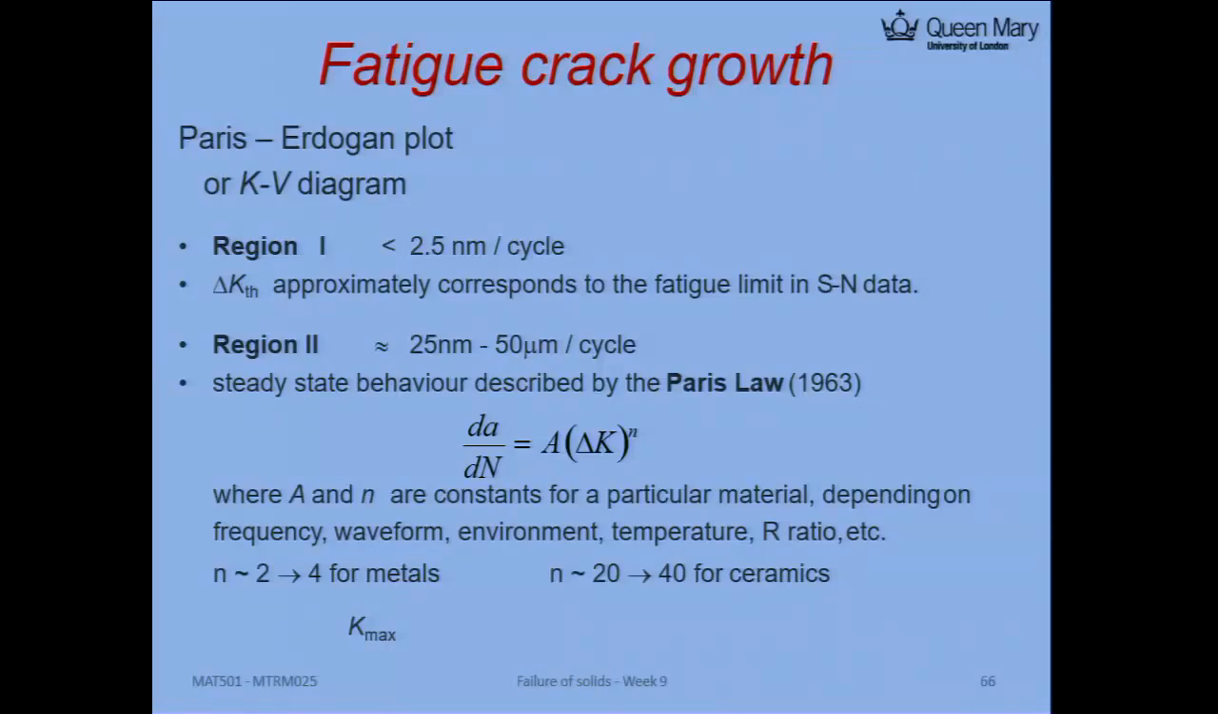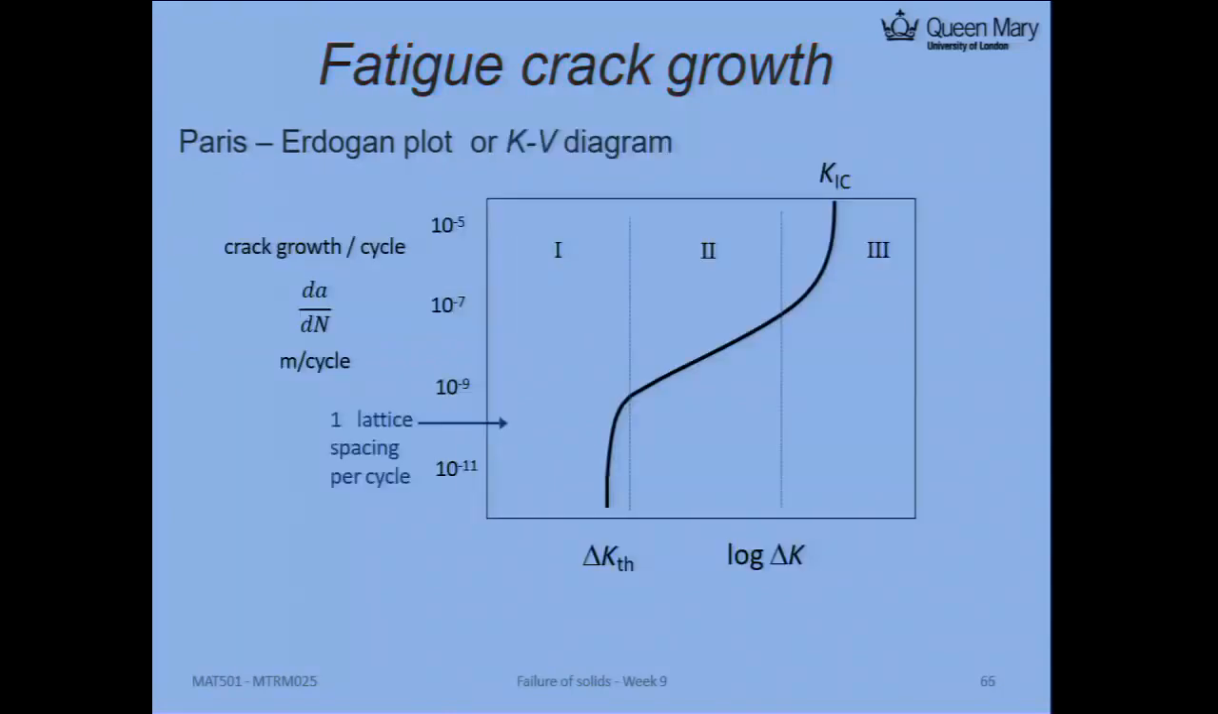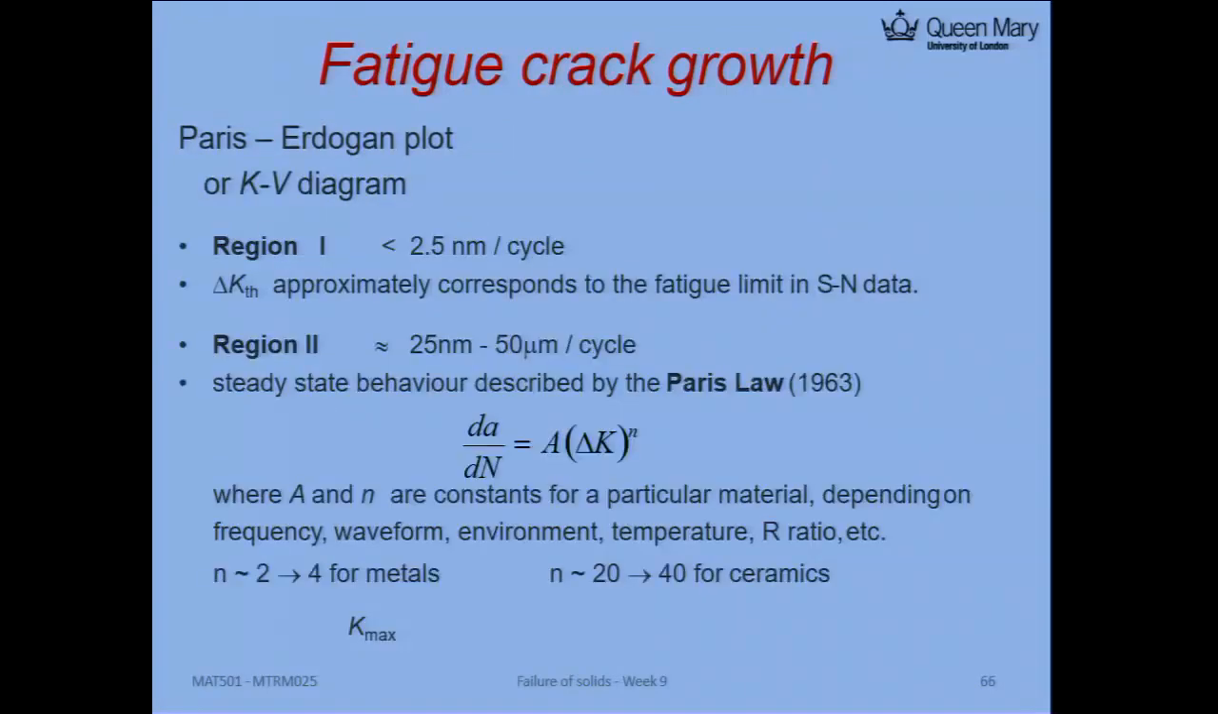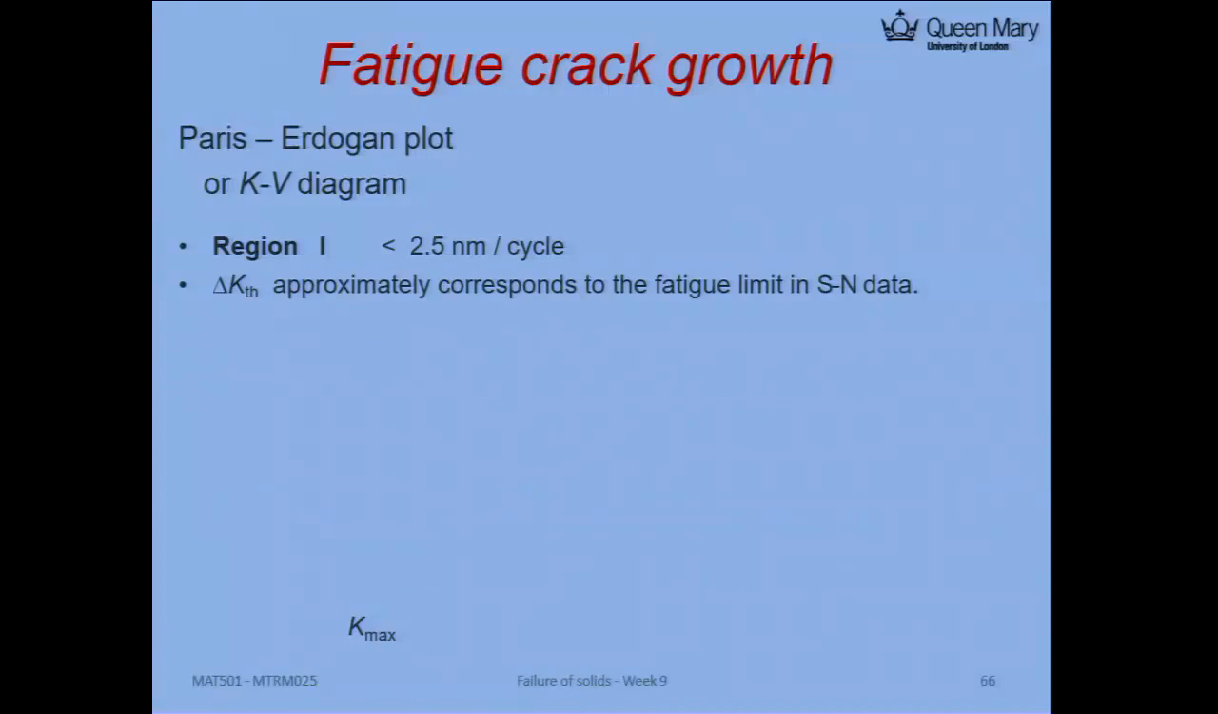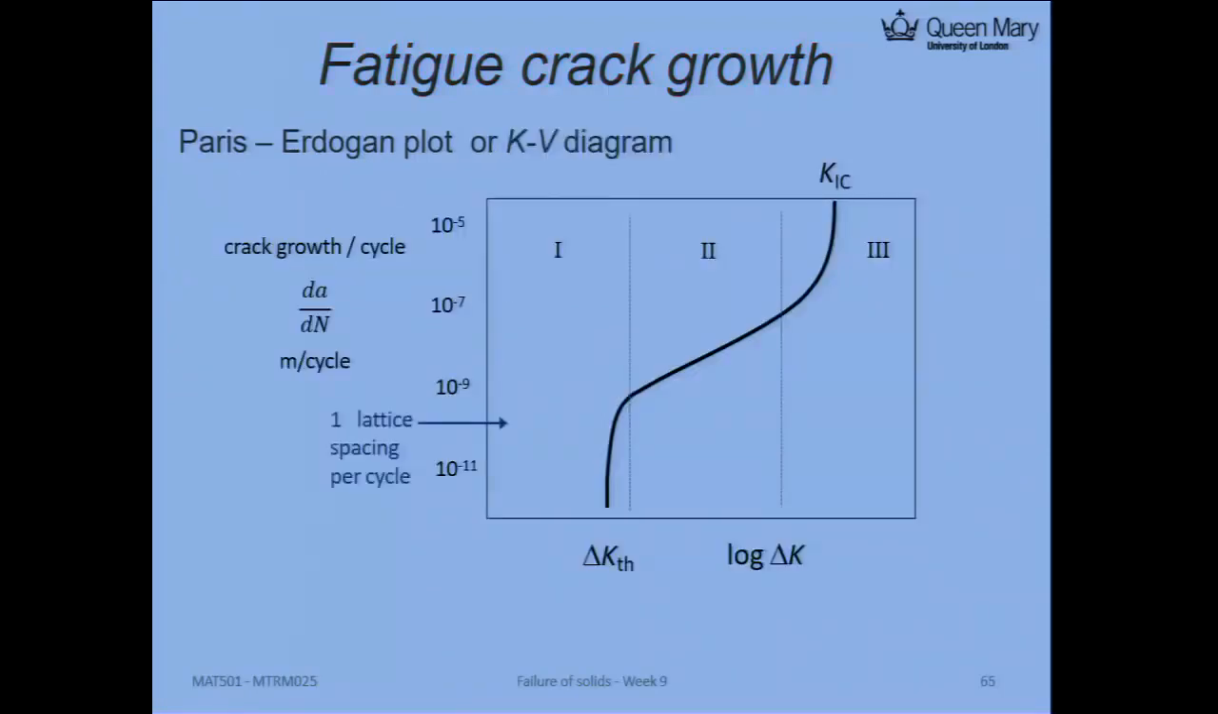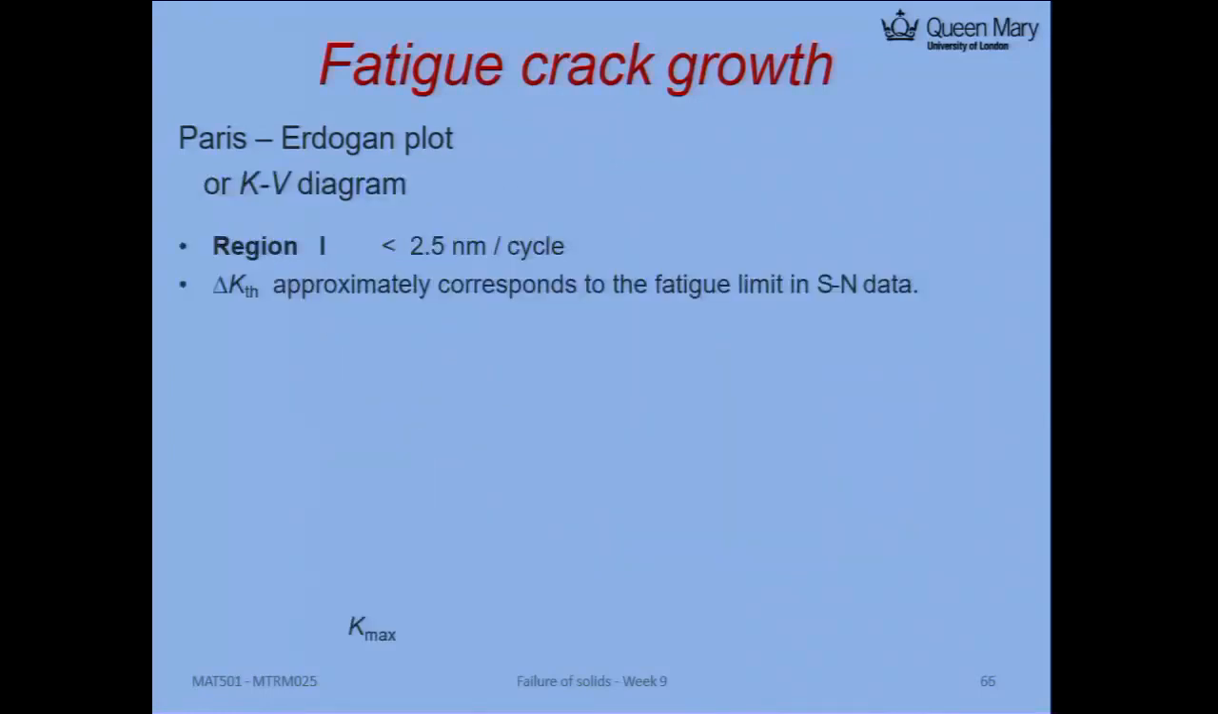He actually quantified that relationship of dA over dN by a power law. By power law, you have a coefficient A in front, as a function of delta K with a power index N. So that will quantify your fatigue crack growth rate. Okay, that's basically to predict how quickly or slowly your crack grows. N is typically from 2 to 4 for metals. And for ceramics, it can be very large, 20 to 40. That's why ceramics have a much steeper line here. If you imagine ceramics will be much steeper like that, and it will fail much quicker than metal.